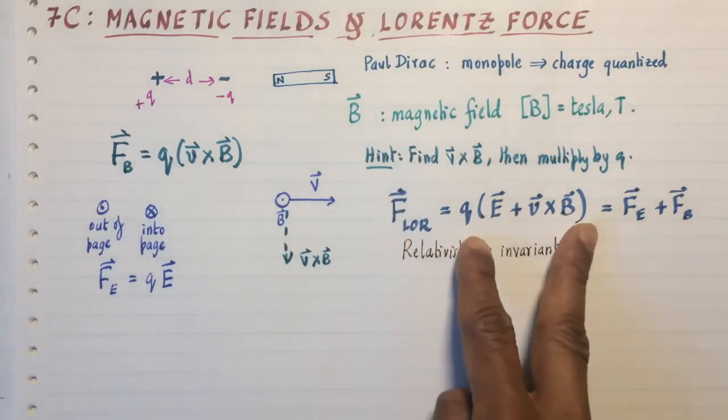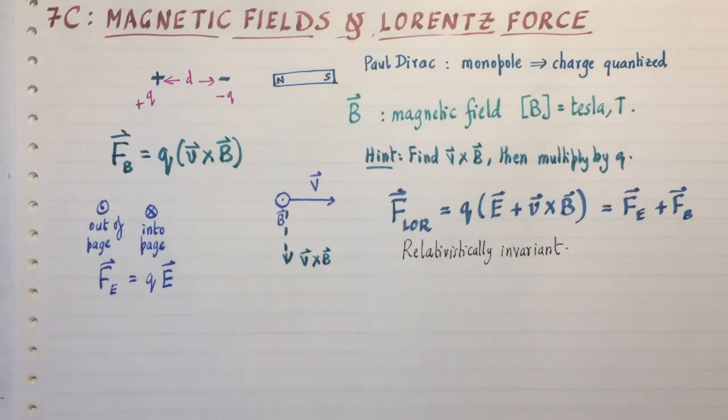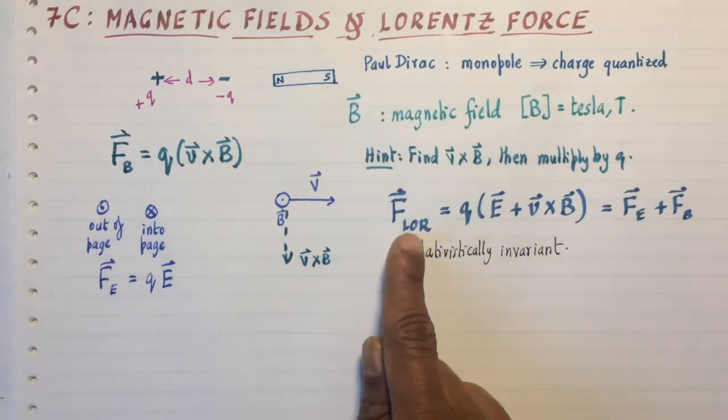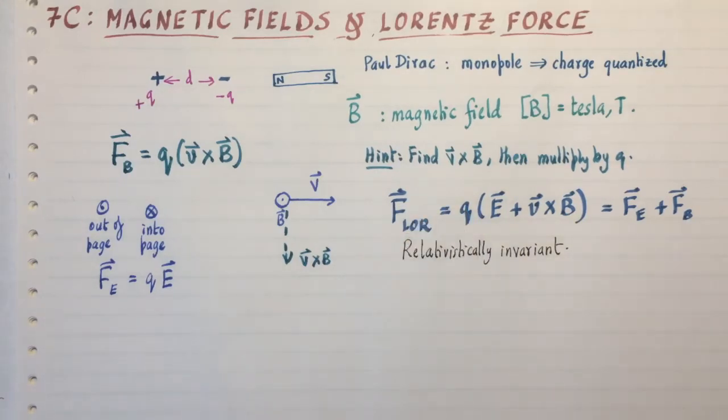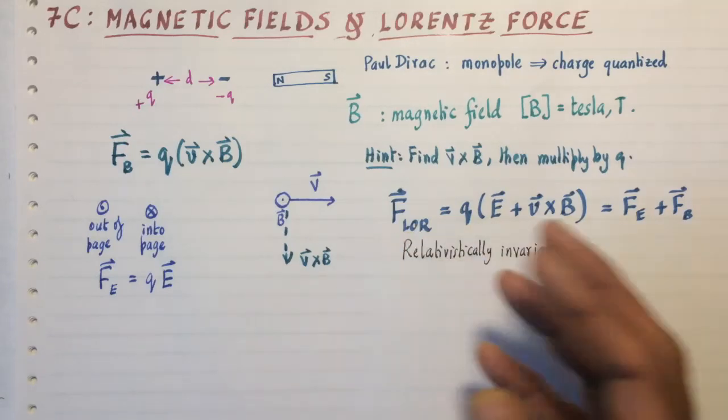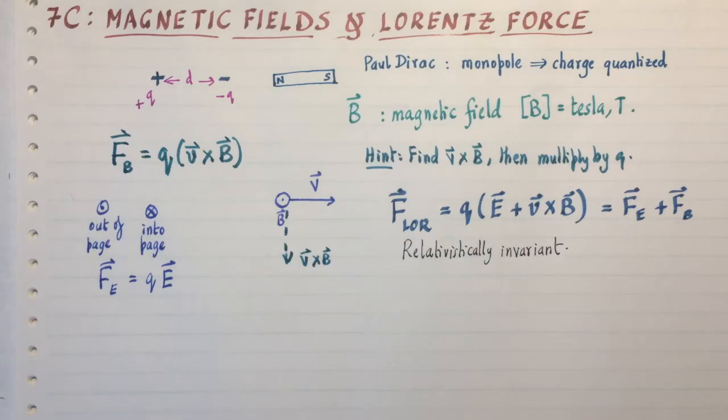This transformation law shows that the Lorentz force as viewed in the static frame, the frame in which the magnet is not moving, and the Lorentz force viewed in this fast rocket ship or airplane is going to be exactly the same. That's called relativistically invariant. So these are some of the features of the Lorentz force.